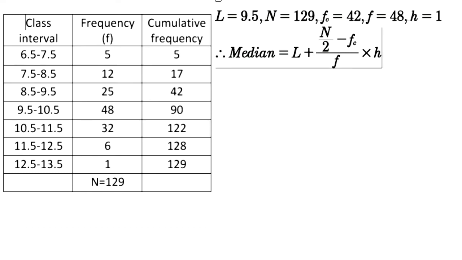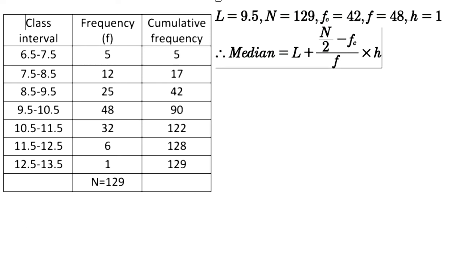Fc means the cumulative frequency of the class interval preceding the median class. So for the median class, the corresponding cumulative frequency is 90 and the preceding cumulative frequency value is 42. Therefore, Fc value is equal to 42.